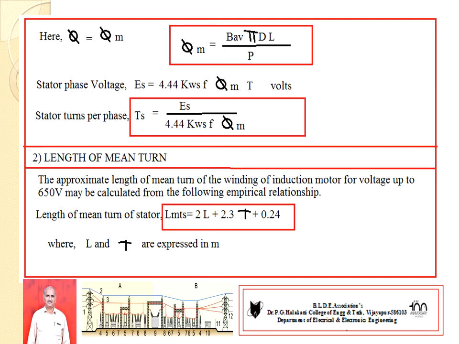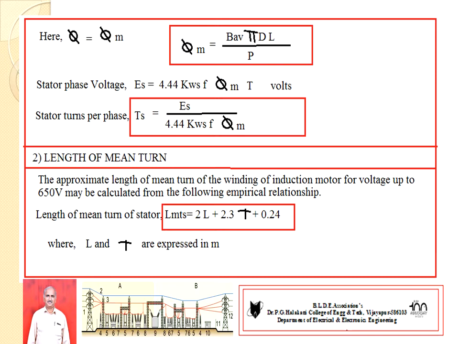Another factor we have to calculate is the number of stator turns, Ts. For this, we have to consider the stator phase voltage. Stator phase voltage Es equals 4.44 kWs f phi m into T. It is similar to the induced EMF expression of a transformer except for kWs. So what do we mean by kWs? kWs is the stator winding factor, where T is the number of turns.